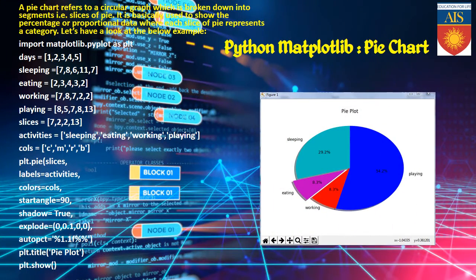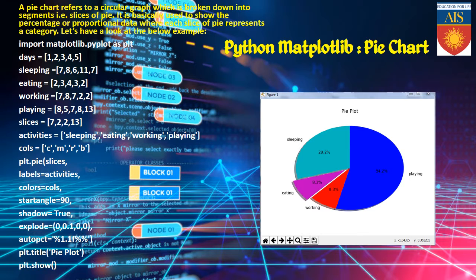Next option is for pie chart. So what is a pie chart? A pie chart refers to a circular graph which is broken down into segments, that is slices of pie. It is basically used to show percentage or proportional data where each slice of the pie represents a category. Let's have a look at the below example.